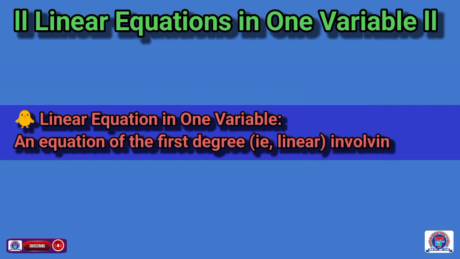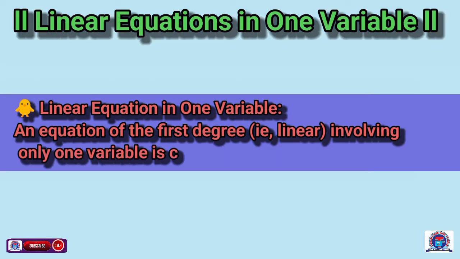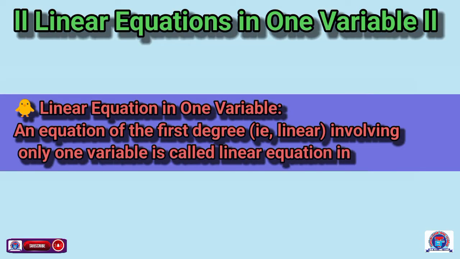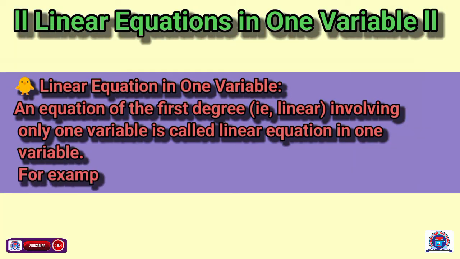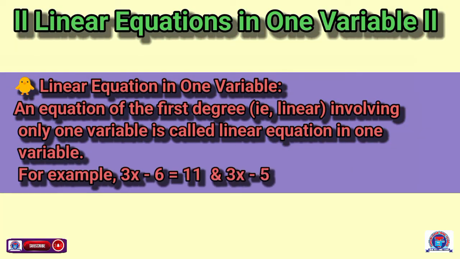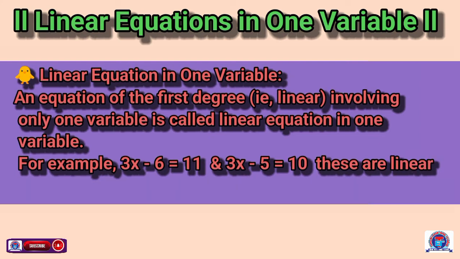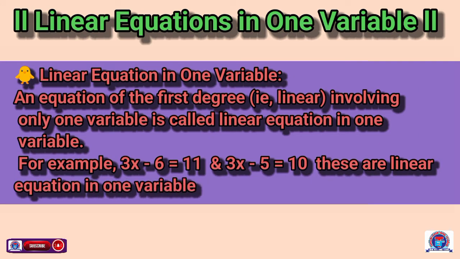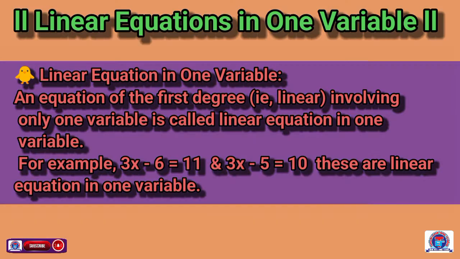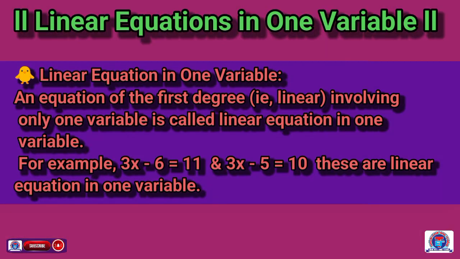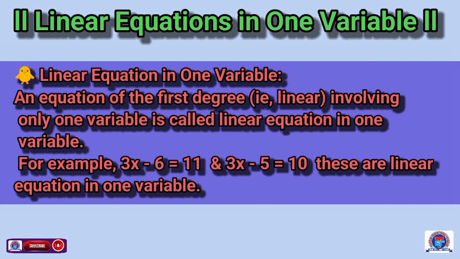An equation of the first degree, that is linear, involving only one variable is called linear equation in one variable. For example, 3x minus 6 is equal to 11. Another example like 3x minus 5 is equal to 10. These are the linear equations in one variable.